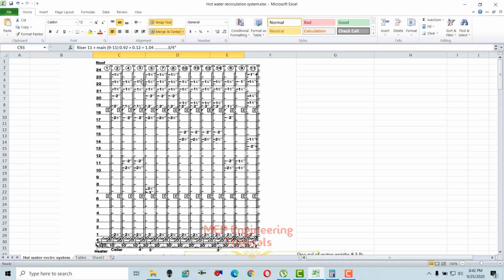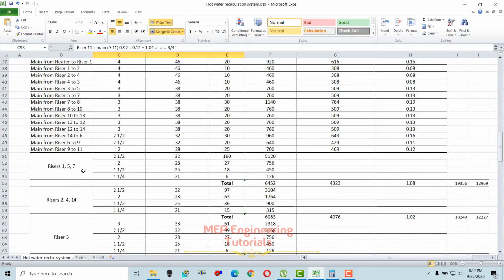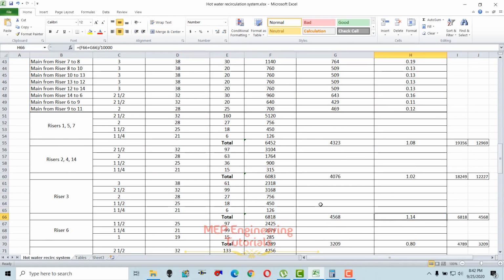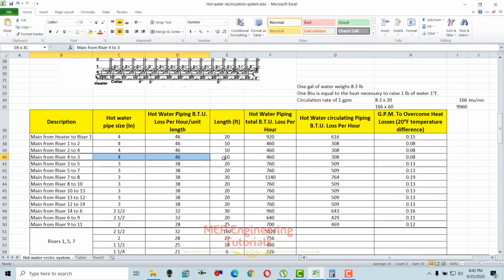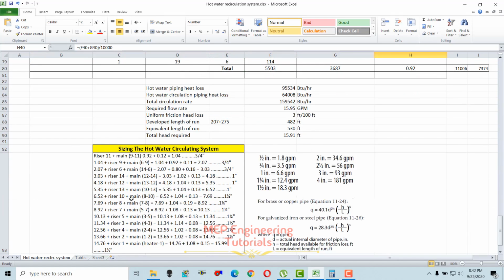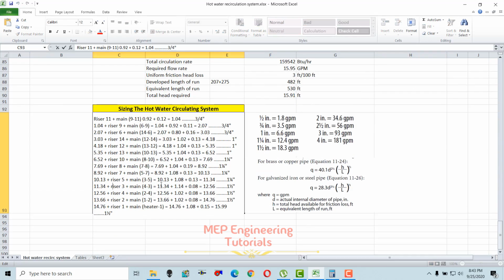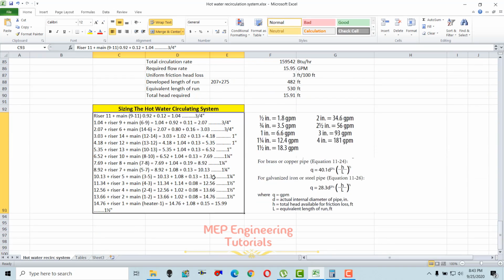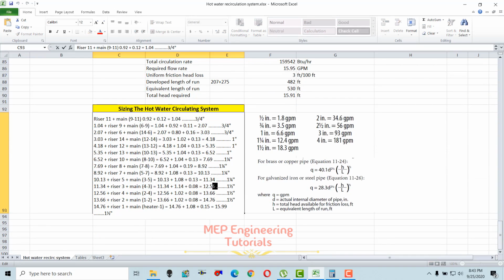So what you have to do is take the GPM for riser 3, the GPM between riser 3 and 4, and all the previous GPMs. Riser 3 is 1.14, and between 4 to 3 is 0.08. So the riser 3 value is 1.14 and 0.08 is for the main between 4 and 3, and this is the previous GPM which we have to add in here to get the size for the next pipe segment. The total which we calculated here is 12.56 GPM.